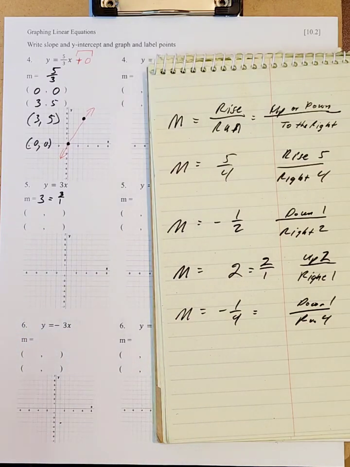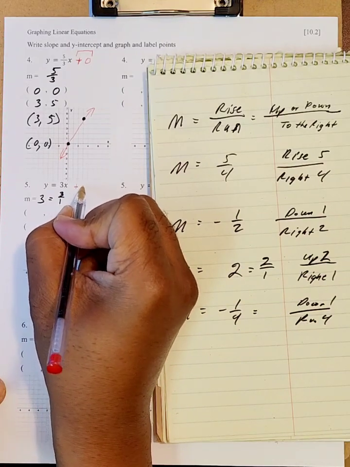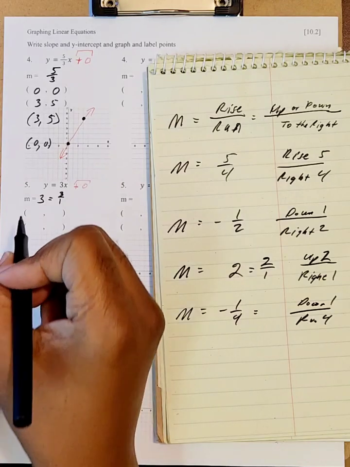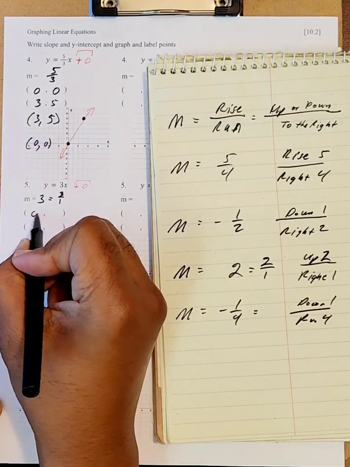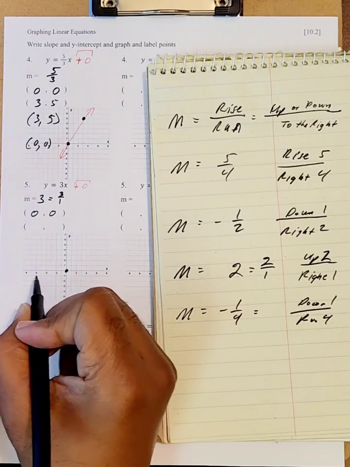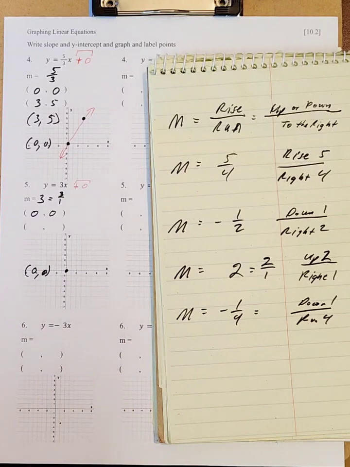Next, the constant here, there's no constant out here, so we treat the constant as though it's a plus 0. So we'll use 0 as our y-intercept. So 0, 0 is our y-intercept. Okay, furthermore, we need to go up 3 times and over 1.